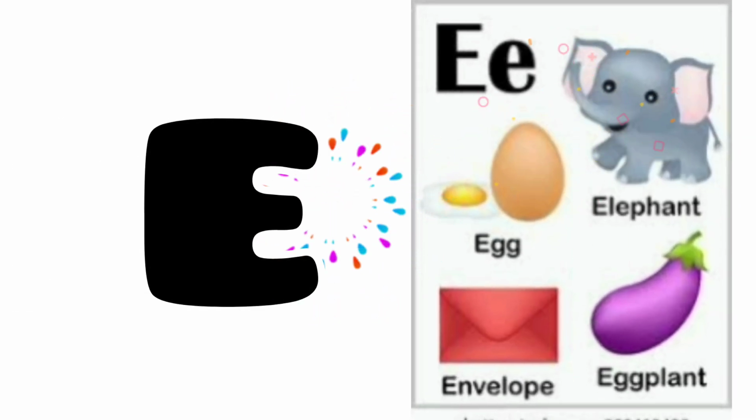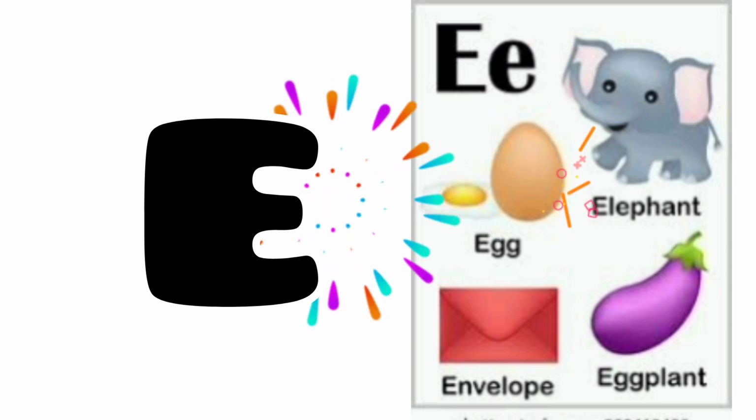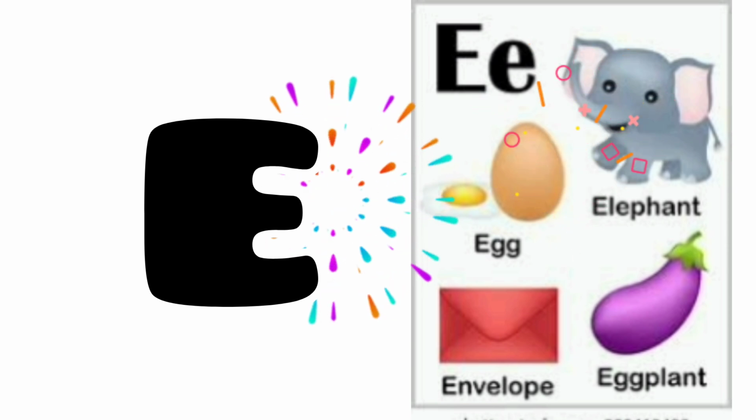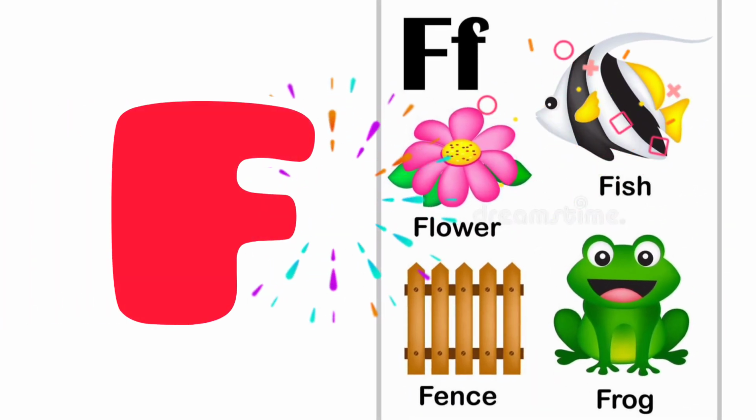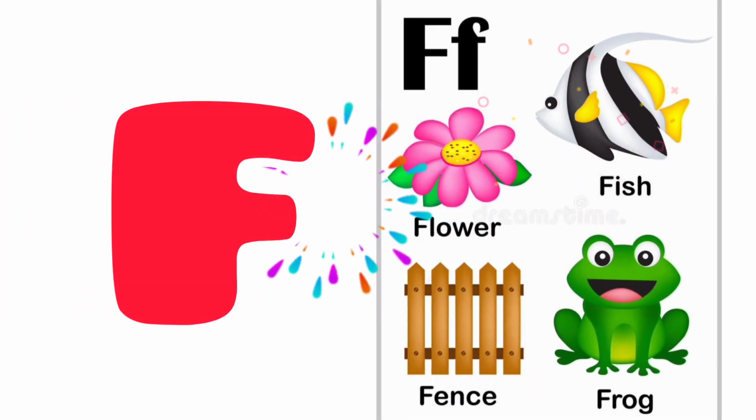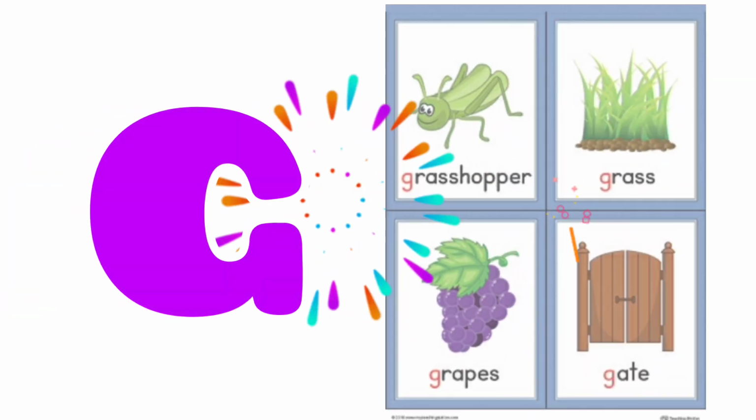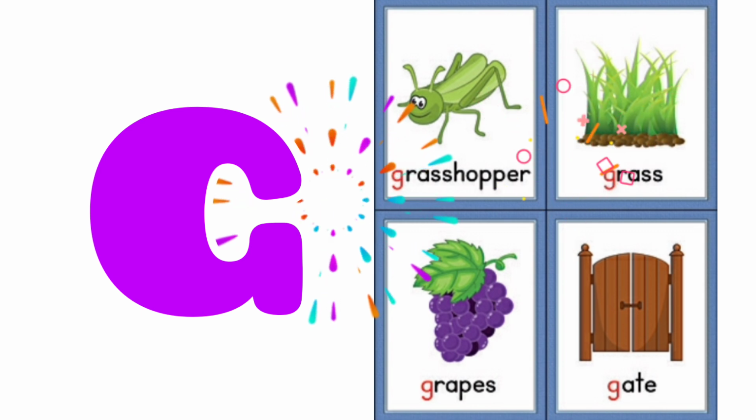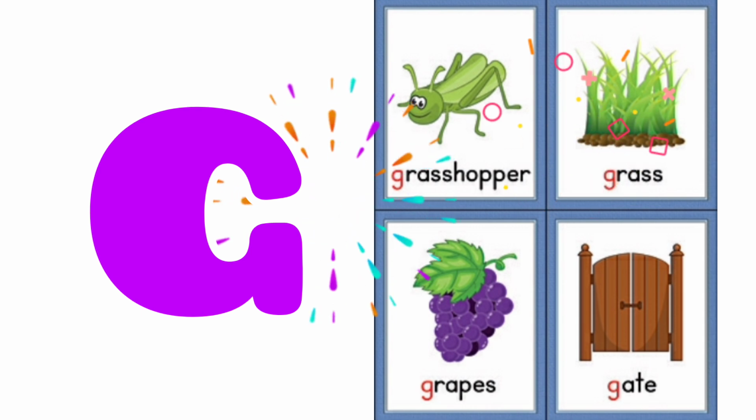E is for egg, E is for elephant, E is for envelope, E is for eggplant, E. F is for flower, F is for fish, F is for fence, F is for frog. G is for grasshopper, G is for grass, G is for grapes, G is for gate.